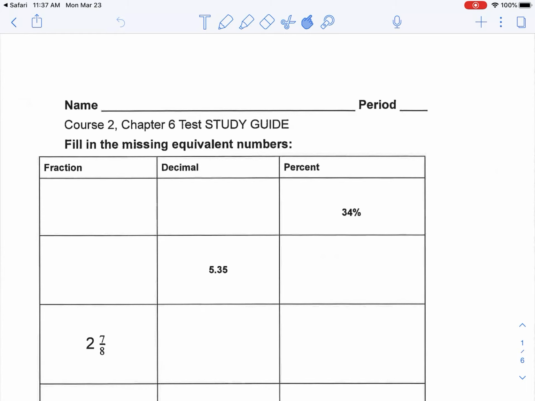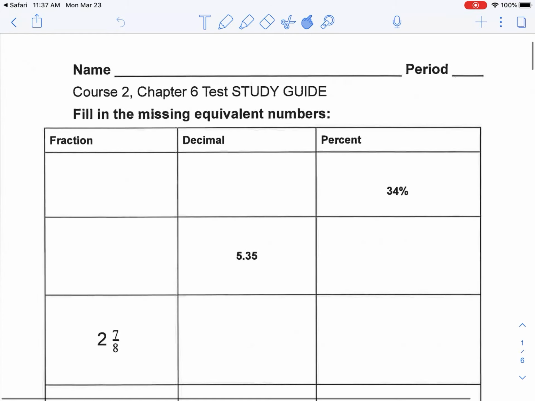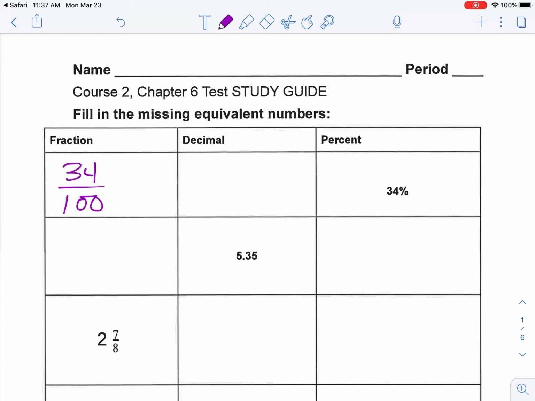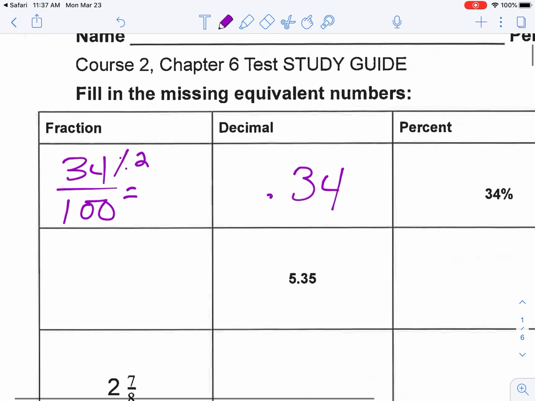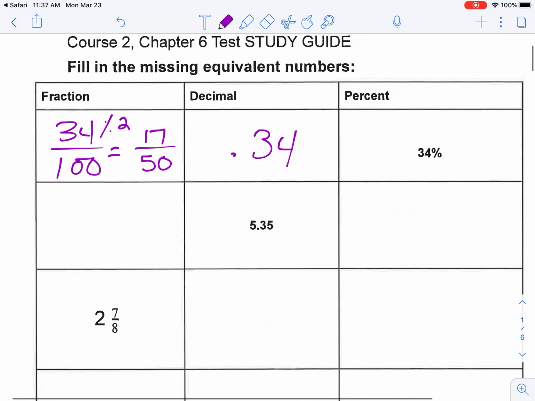Okay, so on number one, we're filling in the missing equivalent numbers. 34%, we should know that this is 34 over 100. Percentages are always out of 100, which is 34 hundredths. You need to make sure that all of your fractions are in simplest form. Okay, so if we're dividing the numerator and denominator by 2, you should get 17 fiftieths.